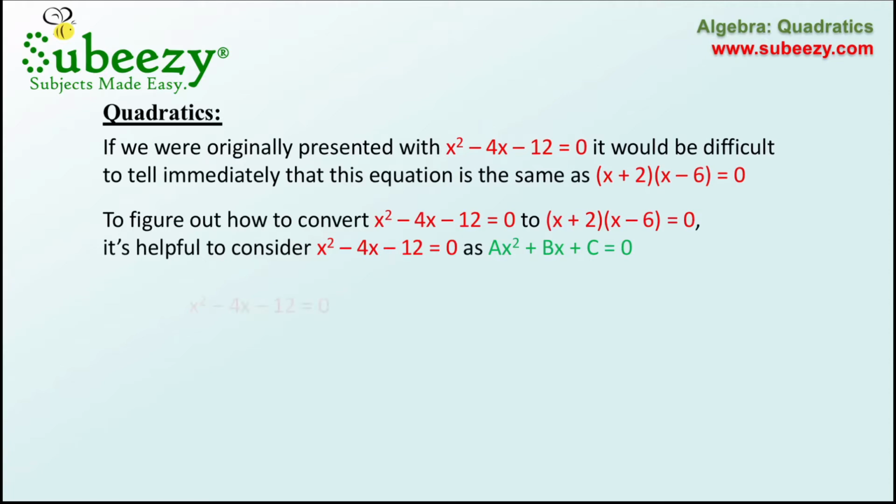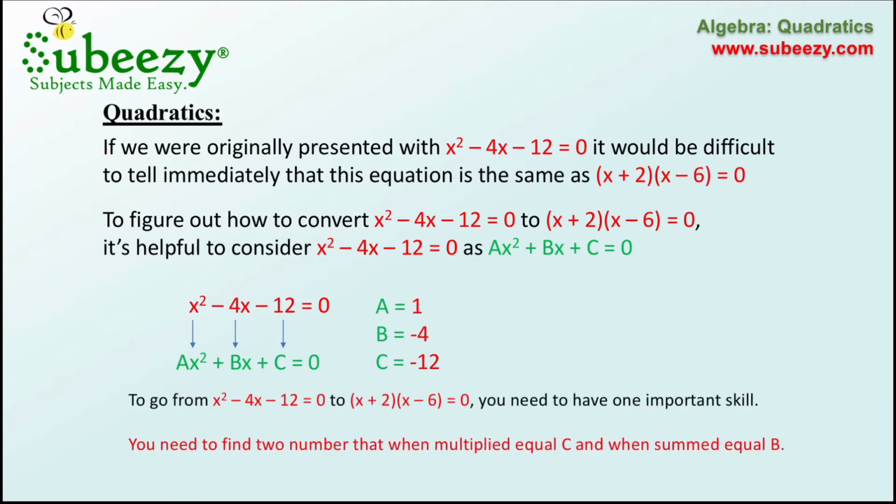So for our equation, x squared minus 4x minus 12 is equal to 0, a is equal to 1. There's a 1 in front of the x squared. B is equal to negative 4 because we have minus 4x. And c is equal to negative 12. Pay attention to any minuses in your equation. You do not want to forget to include them if they are there.